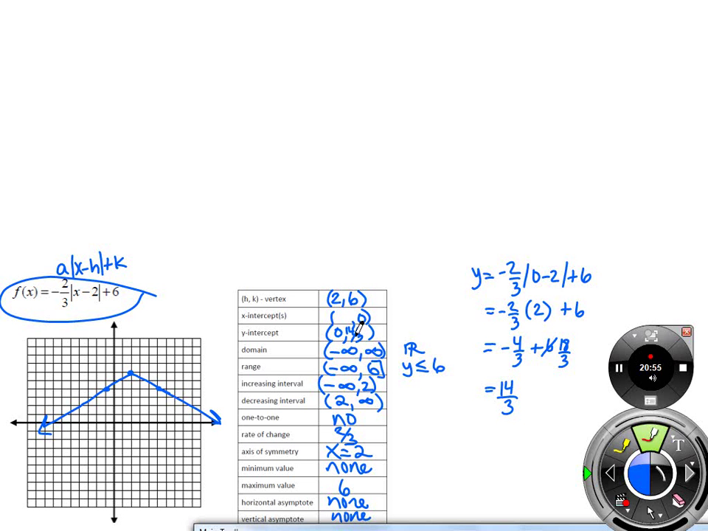So the equation can get crazy and weird, but it never changes the fact that if you plug in 0 for x, you're getting the y-intercept of whatever this graph is that you're trying to create, absolute value or not. Okay. All right, so what about the x-intercept?